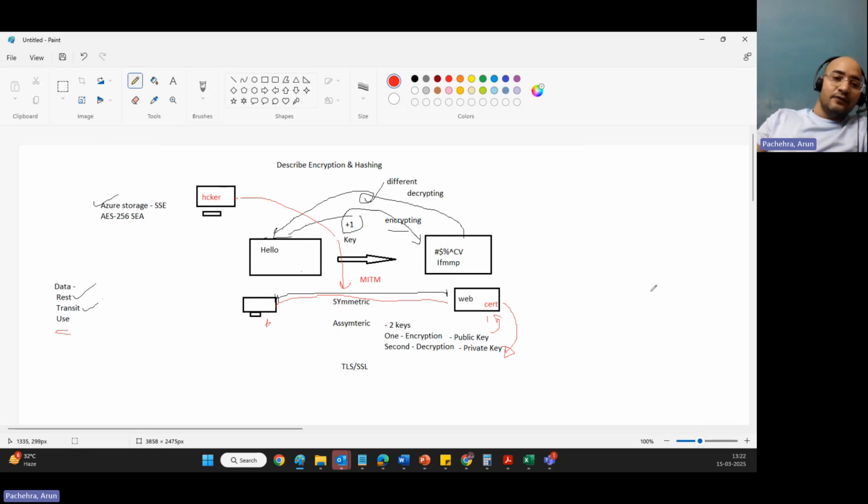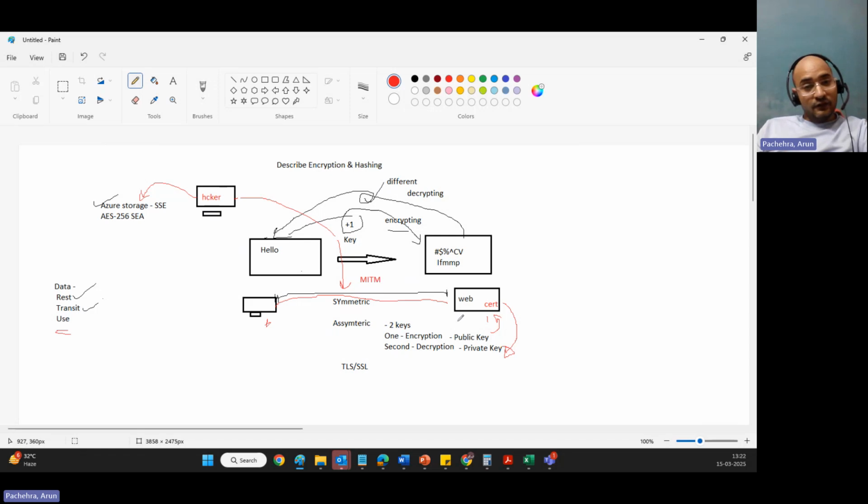So while data is in use, how do we protect it? Maybe this guy sitting here is not trying anything silly on the storage account or on the transit, but he's waiting for when the data will be decrypted and in use. Only then I'll do something. So we also need to protect data in use.